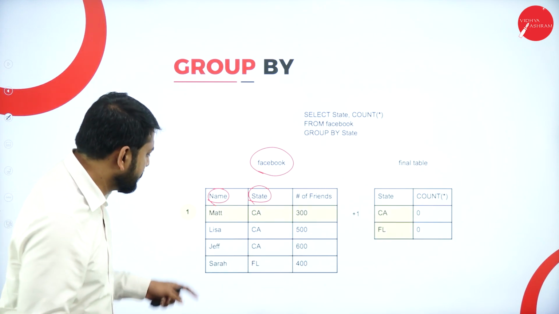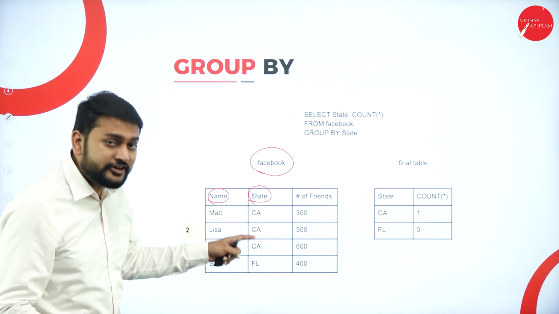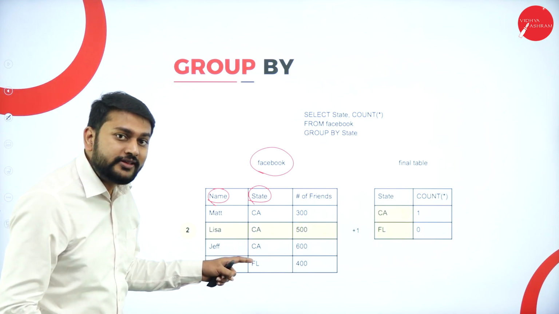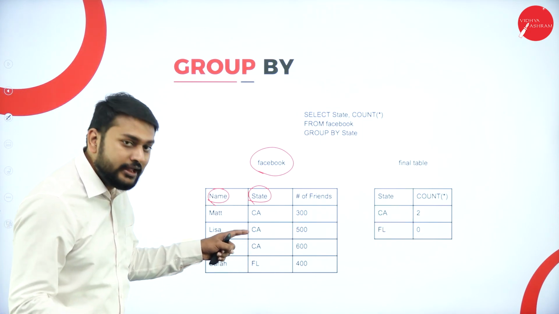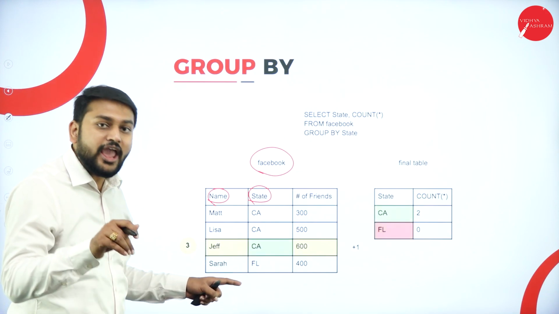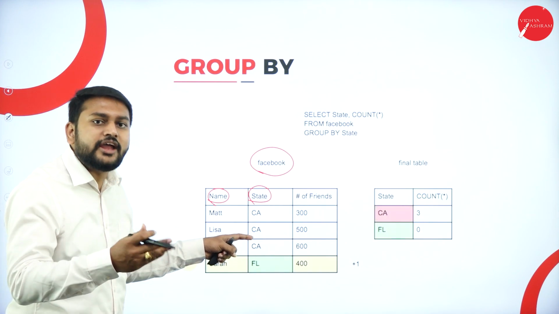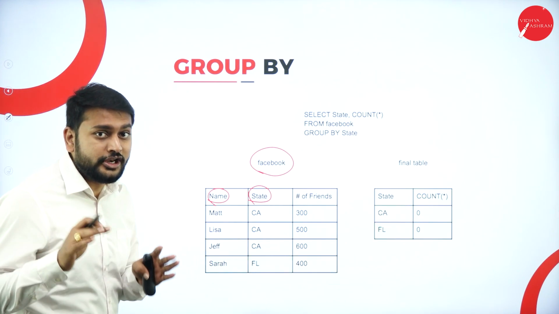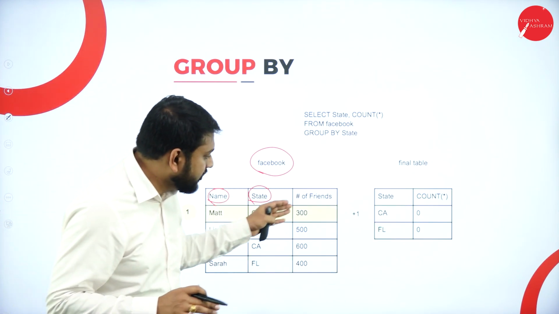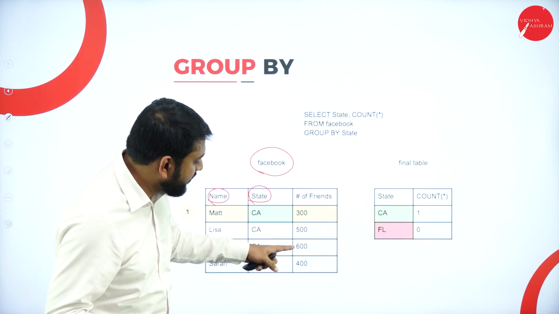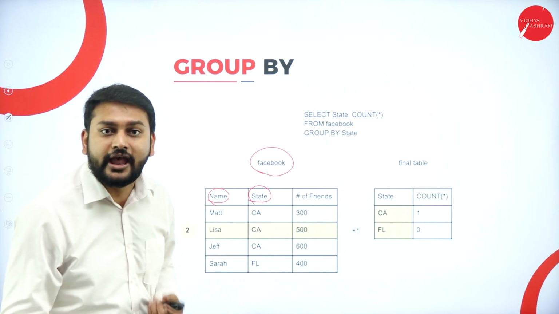What are the data that I have? I have the names here and the different states here. You need to observe one thing: here I have CA 3 times and FL 1 time in the state column. And we have the number of friends: 300, 500, 600, 400. That's the data that we have in the table.